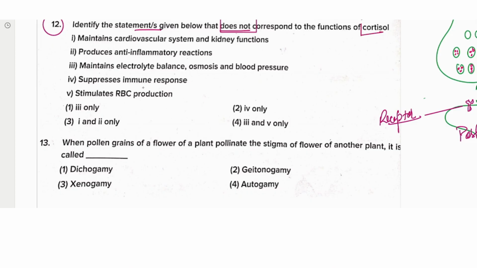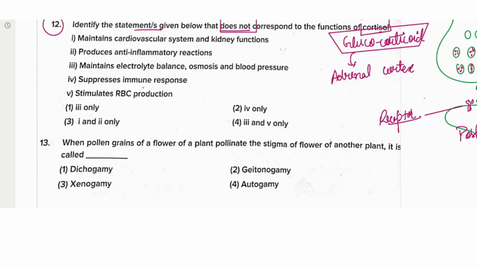Cortisol is actually a glucocorticoid hormone. And we know glucocorticoids are the hormones synthesized from the adrenal cortex layer. Here, only the third one, telling about electrolyte balance, osmosis and blood pressure, is a function of the mineralocorticoid, also known as aldosterone. It would be the aldosterone function.